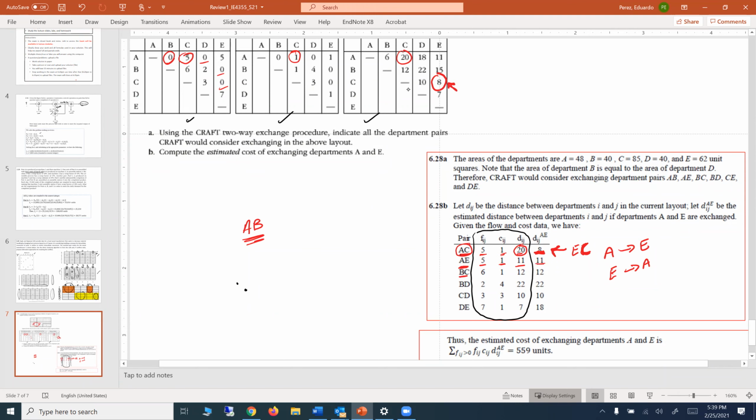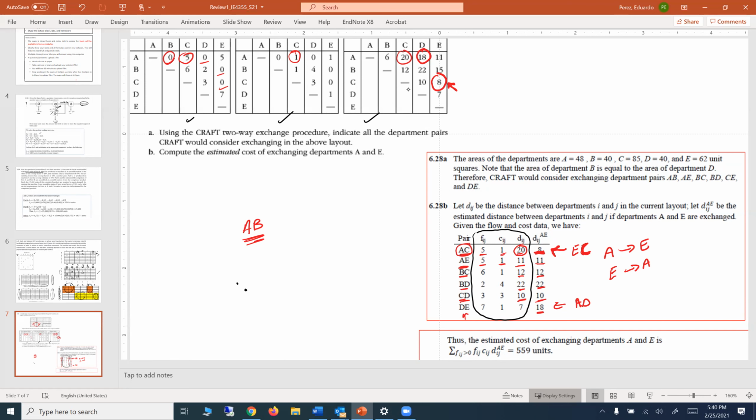B and C, since there's no A and no E there, the distance is going to be the same. B and D, there's no E or no A, the distance is the same. C and D, there's no A, no E, so the distance is the same. When we get to the last one, DE, now this is DA or AD. So I go back to my table and I look for the distance between AD, and that distance is 18. So that's why this is 18 right here. So what happened is by swapping these two departments, the distances that belonged to A are now the distances for E, and the distances that belonged to E are now the distances for A. And those are what's reported now in terms of these distances.